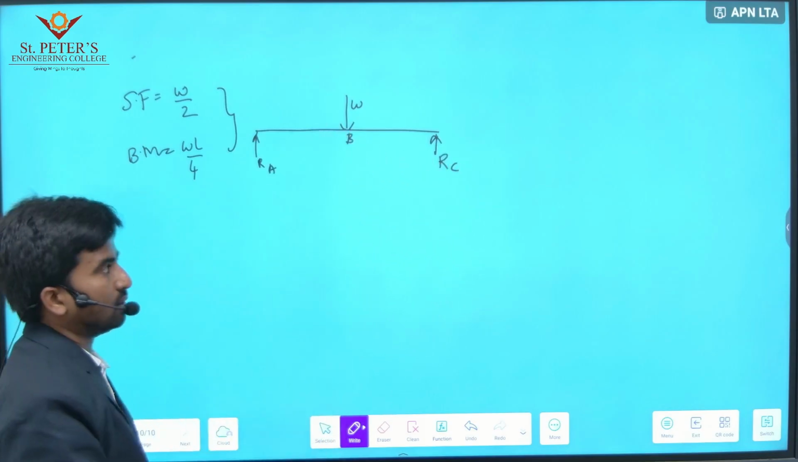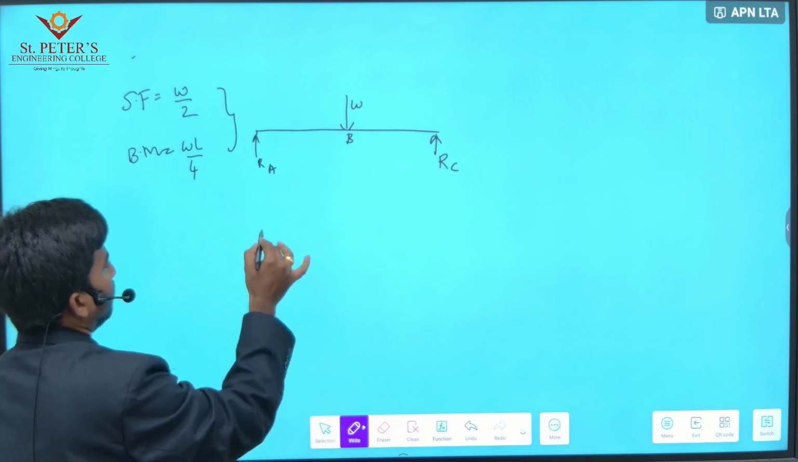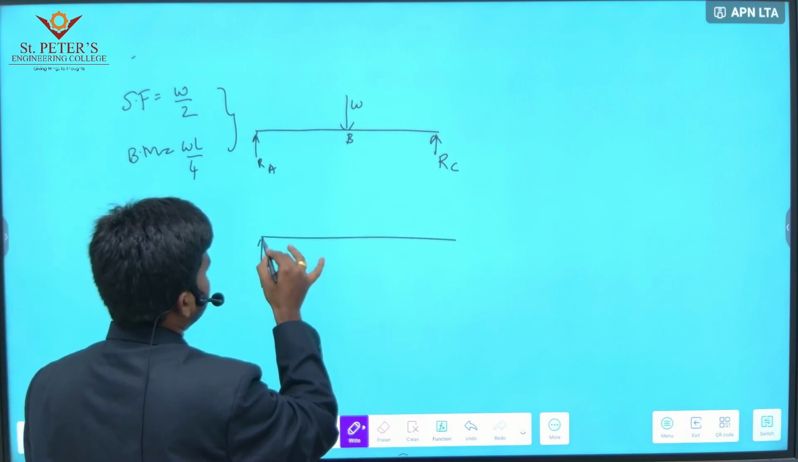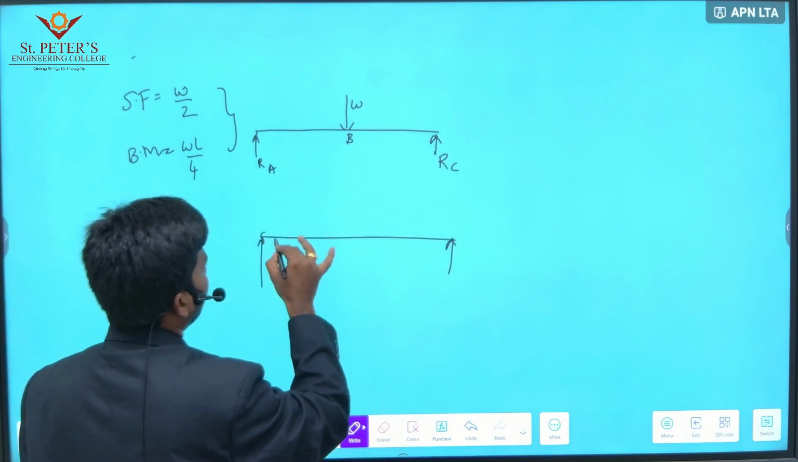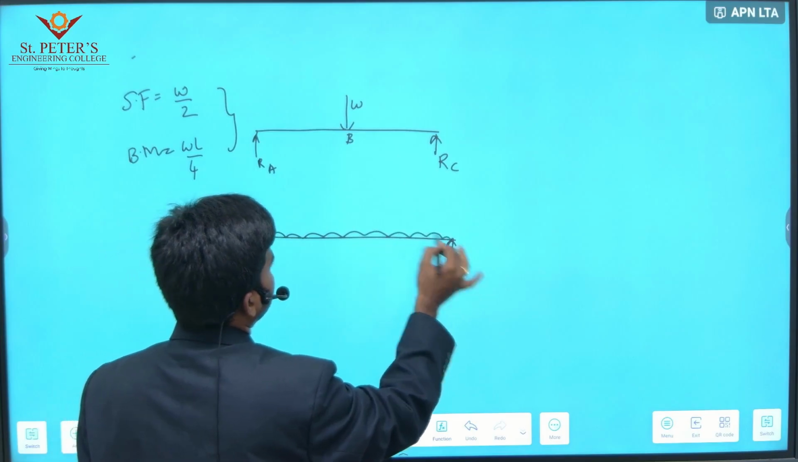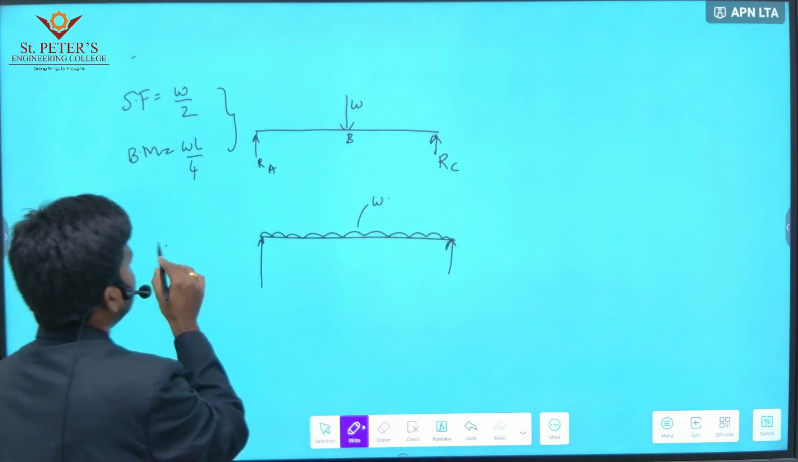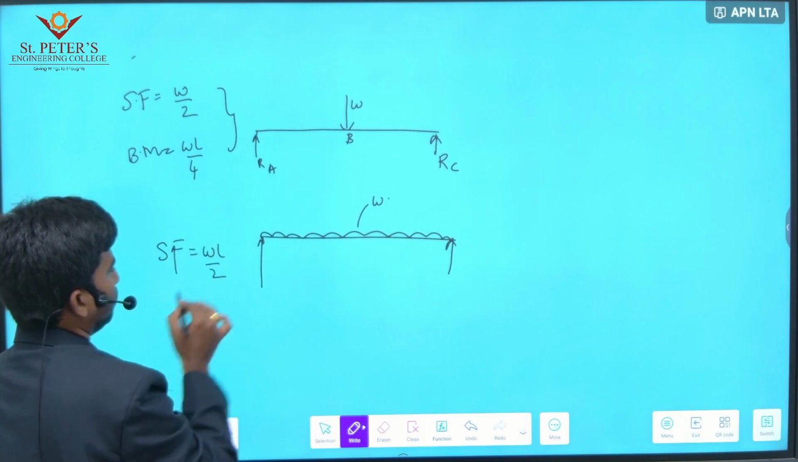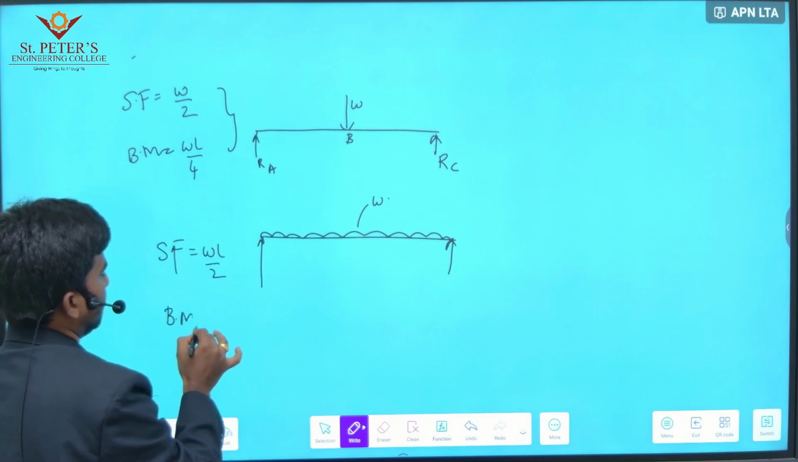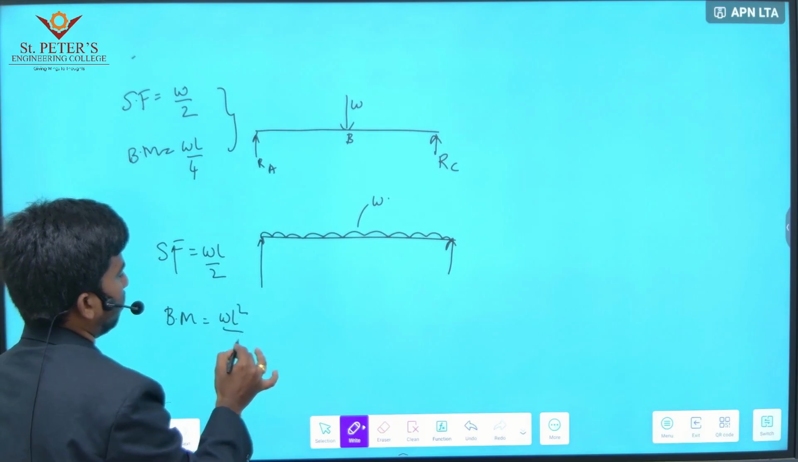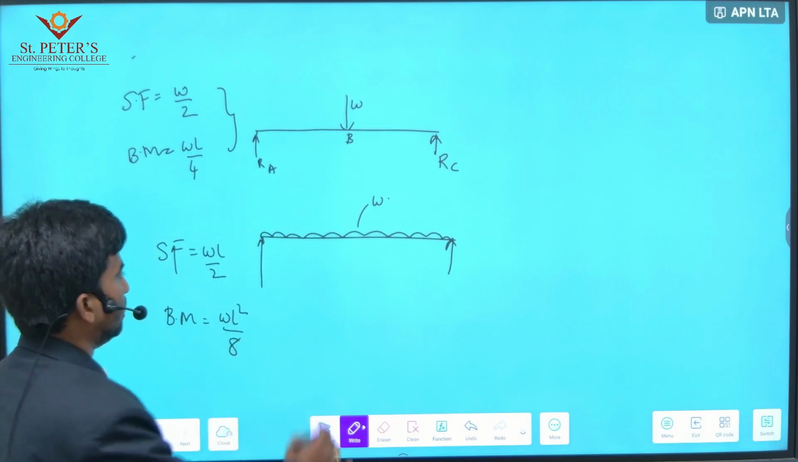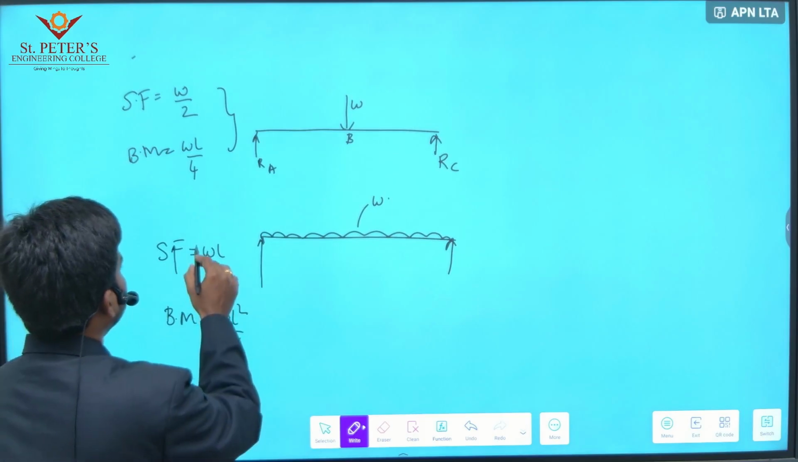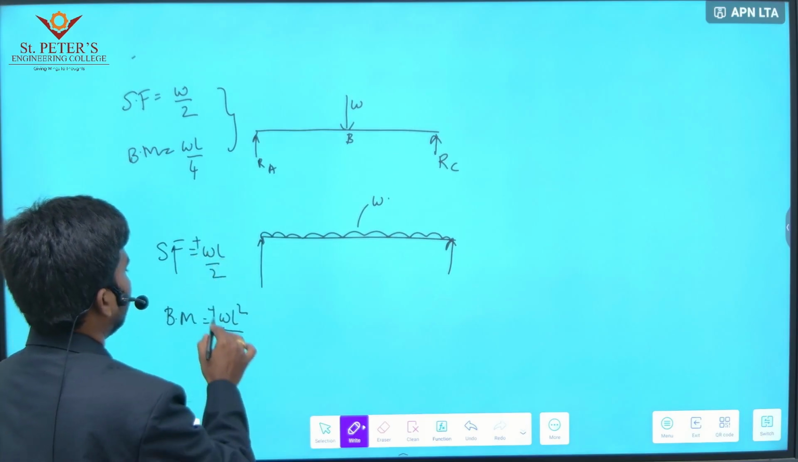For example, if a simply supported beam is subjected to UDL, the shear force is WL by 2 and the bending moment is WL square over 8. Based on the sign conventions, this is plus, this is also plus.